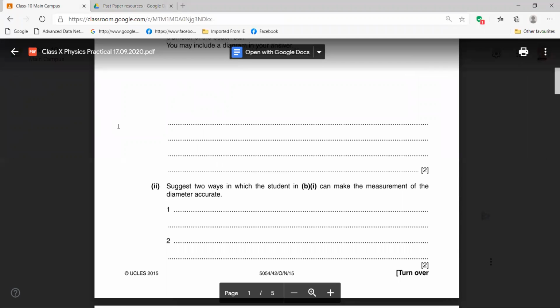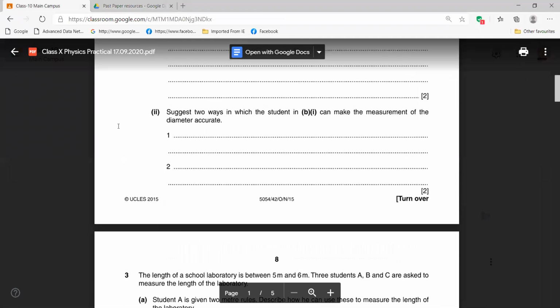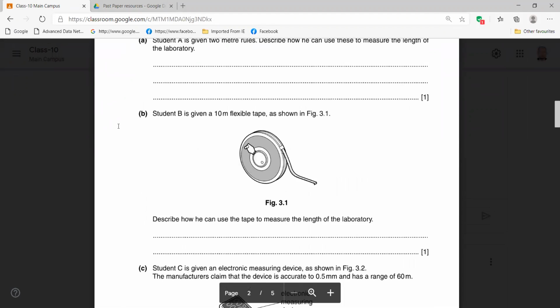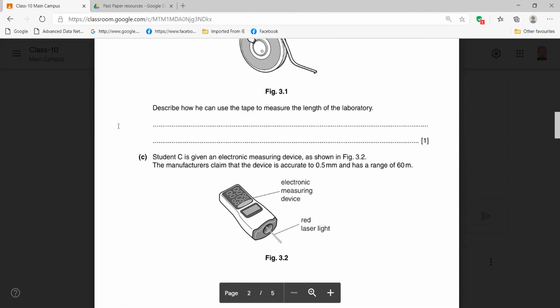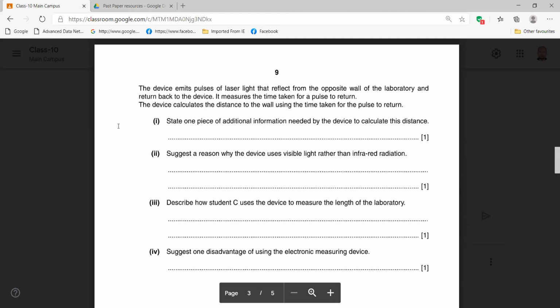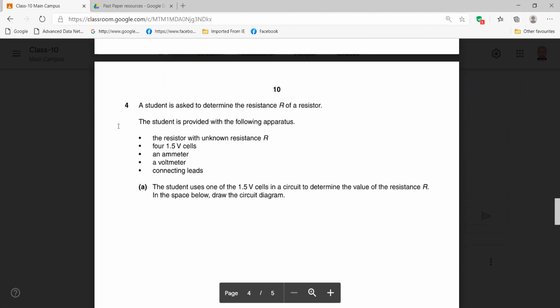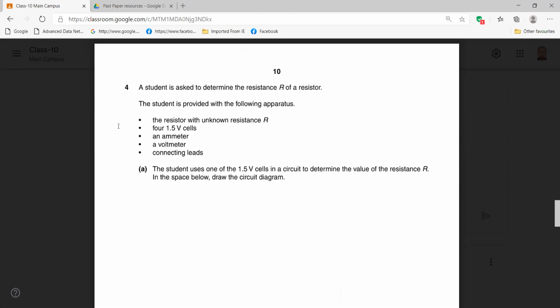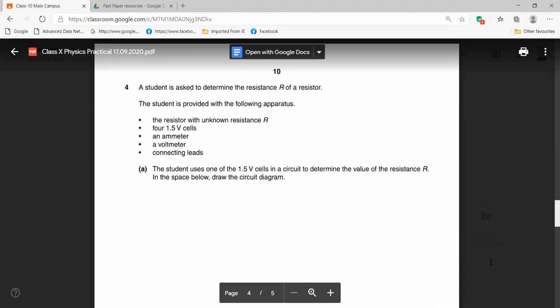Now we have another question for you today. We will do it later. Question number 3 we will do later. First we will do question 4 today. Question 4 we will do.